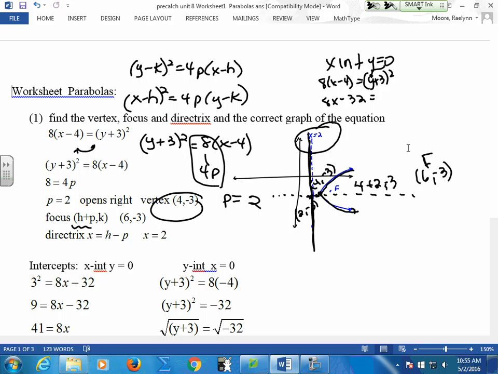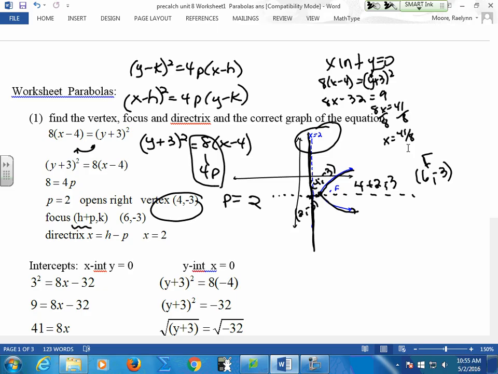0, which gives me 3 squared is 9. I'm going to add 32 and divide by 8. So my intercept is 41/8. I don't care where it falls. I don't care how you leave it. You don't have to give it to me in a 5 1/8. Just leave it 41/8. It's right past the 5. And see if it makes sense.